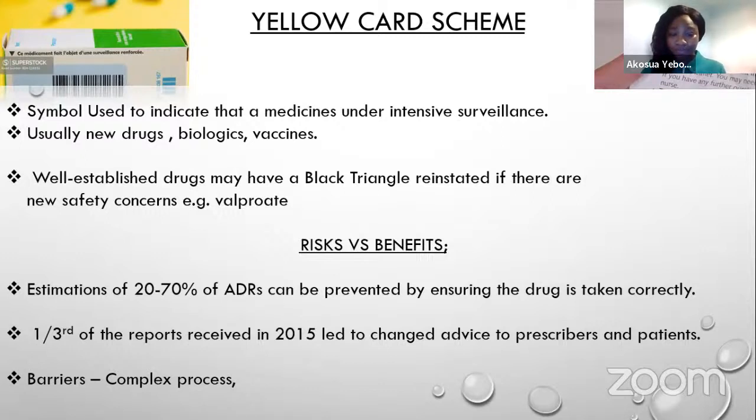Research has estimated that up to 20 to 70% of side effects and adverse reactions are preventable, and one third of reports come from pharmacy research from 2015. It helps prescribers give patients much better advice when they have had adverse reactions, and it detects and rapidly prompts reports of adverse reactions for new drugs.